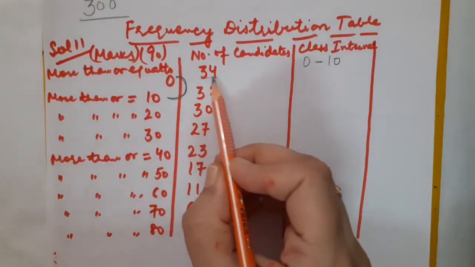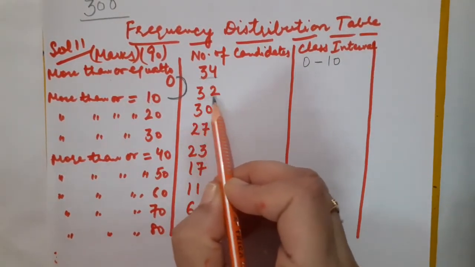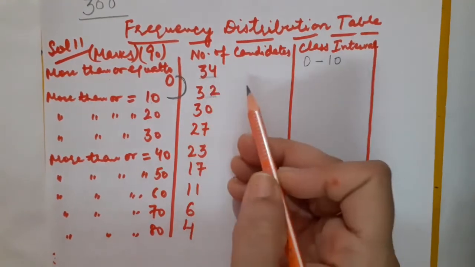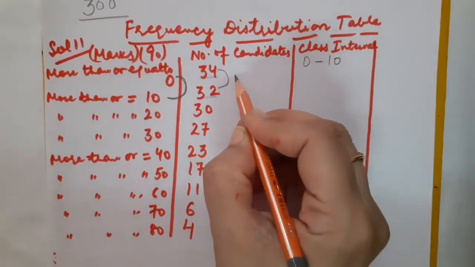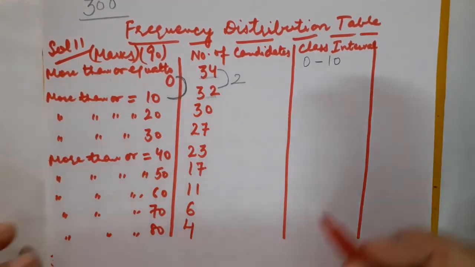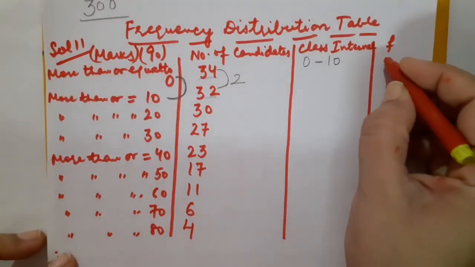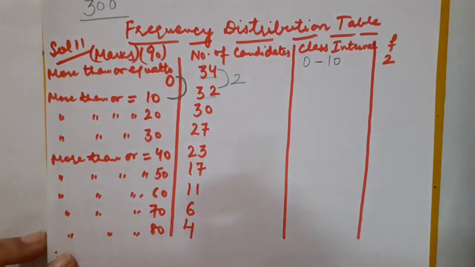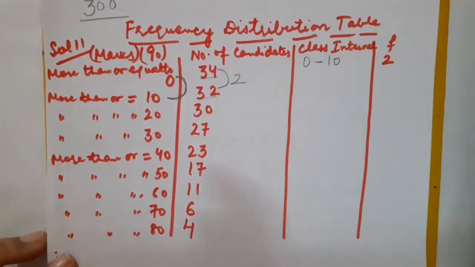They are from 0 to 90. They are from 10 to 90. So from 0 to 90, how many are there? Yes, exactly 2 are there only. Correct? So let us write the frequency side by side. So there are only 2 candidates whose marks are from 0 to 10.